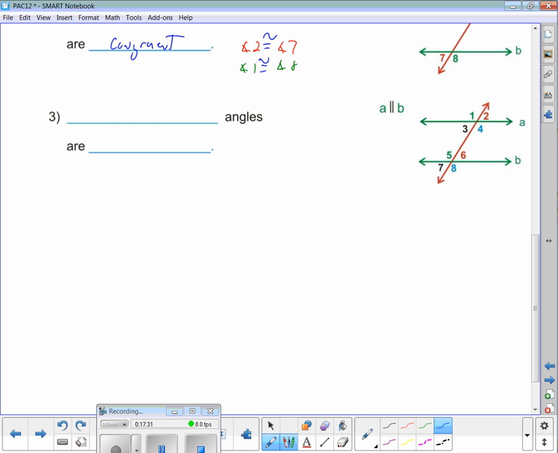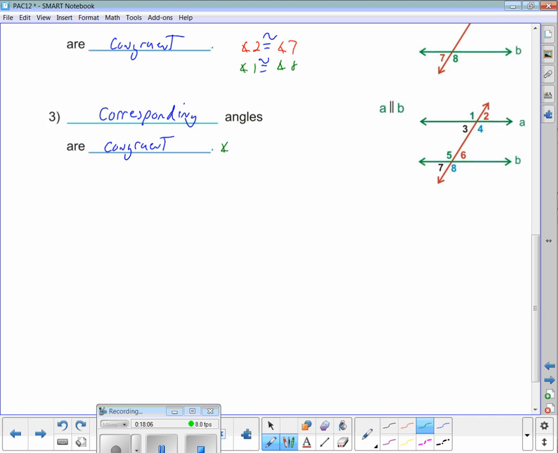The term for these are corresponding angles. Corresponding angles. And again, if the lines are parallel, and we're told they are, the corresponding angles are congruent. So for time's sake, I'm going to list them all first with their colors, and then I'll go ahead and write the blue congruent symbol.